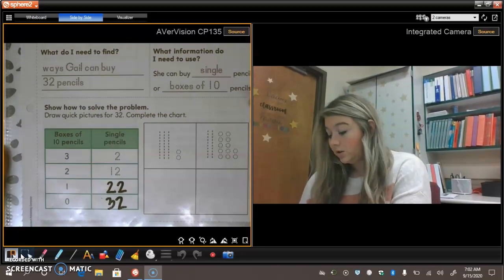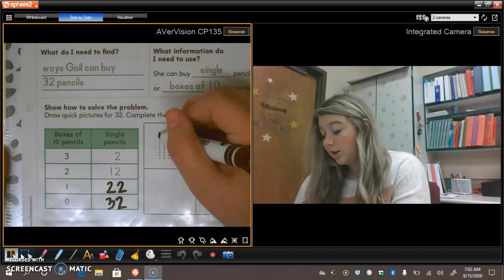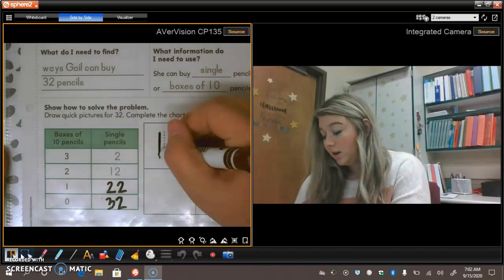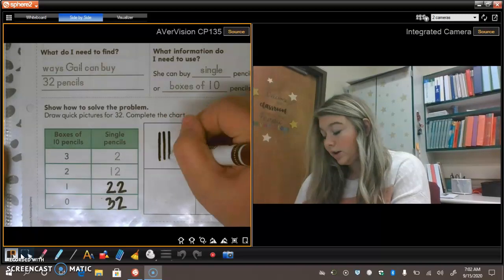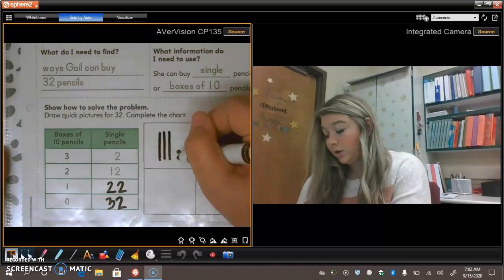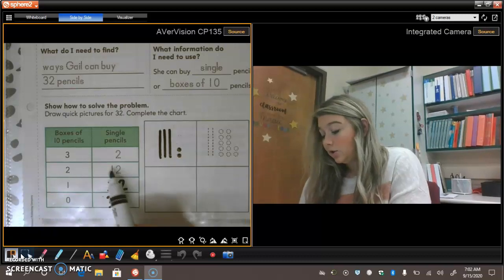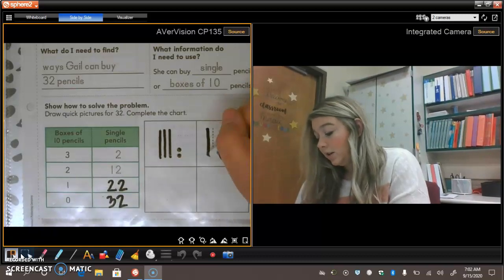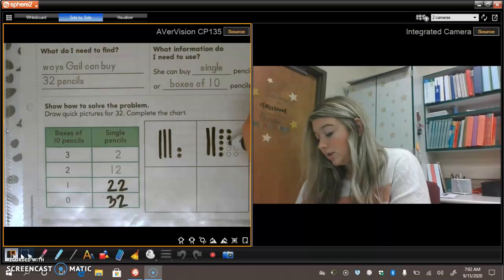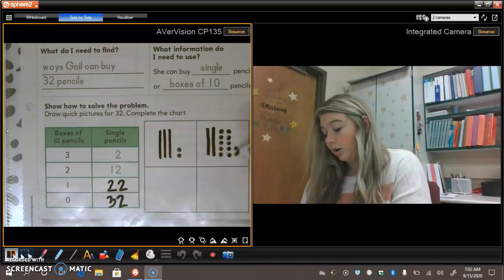Okay. So then this shows different ways that we can do it. So this is our 10 rods. So we have 10, 20, 30, 31, 32. And then we have 10 and 12. So we have 10, 20, 21, 22, 23, 24, 25, 26, 27, 28, 29, 30, 31, 32.